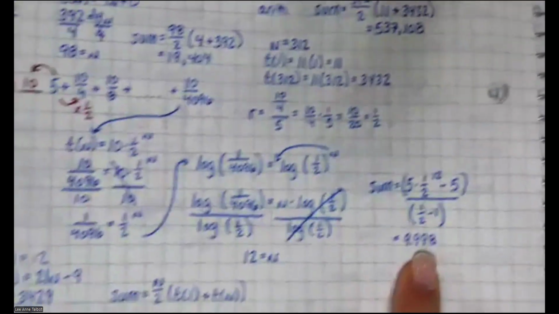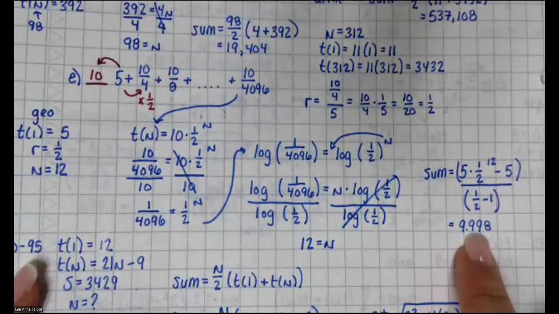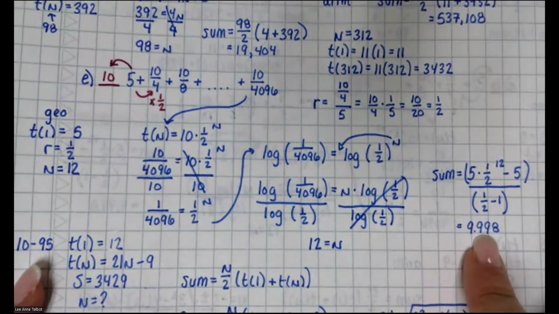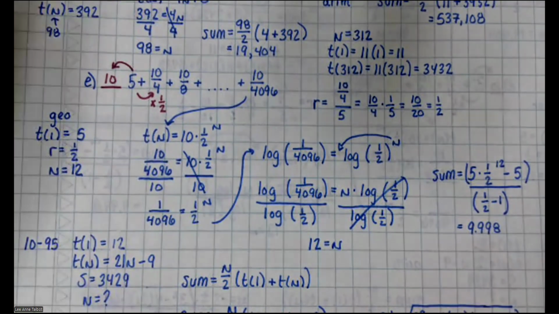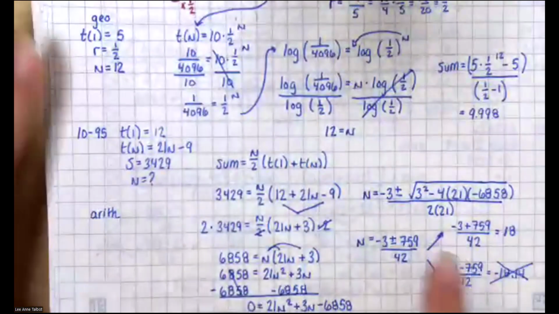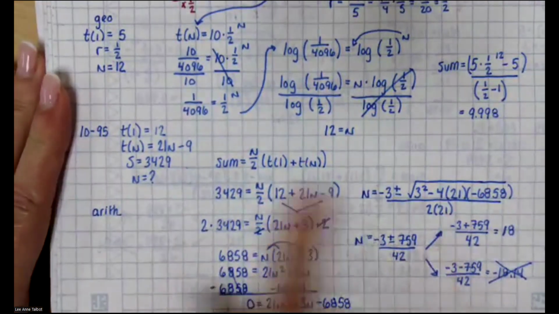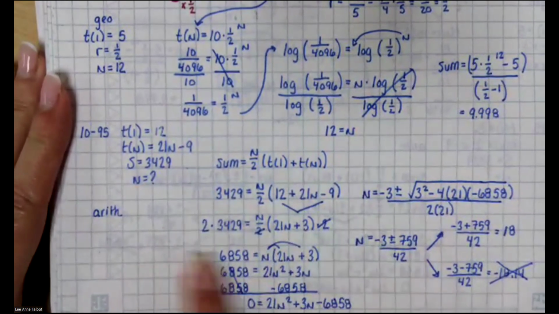This is the problem I was talking about that came out really, really close to 10. And I said, you guys are going to forget this. But remember me saying something about this problem coming out really close to 10? And then number 95 is the one with the quad formula, if you want to go back and look at that when you're doing your quiz review.